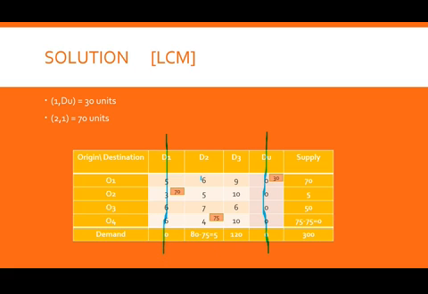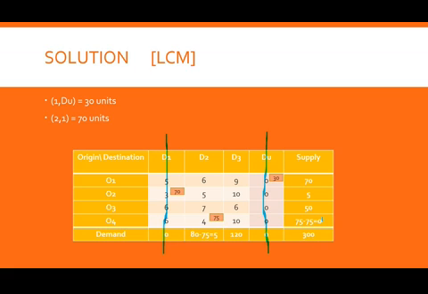Now I am left out with this residual cost matrix. In this, the least cost is 4. So I need to make an allocation here. So how much allocation can be made? Supply is 75, demand is 80. So minimum is 75. So I can make an allocation at 4 comma 2 with 75 units.